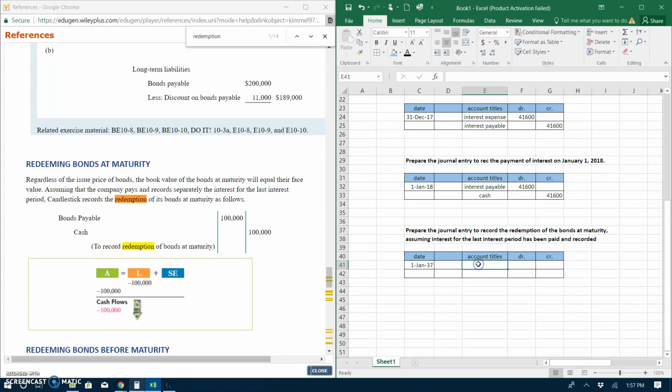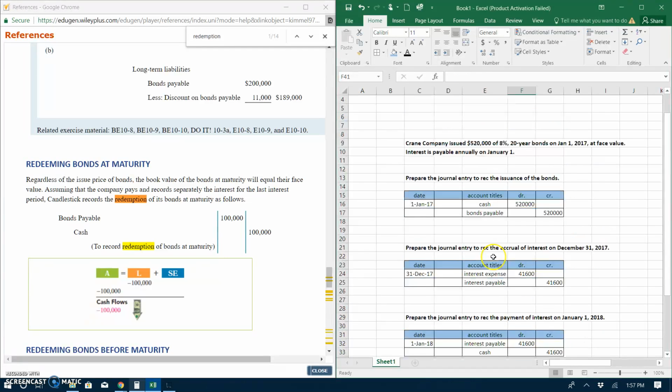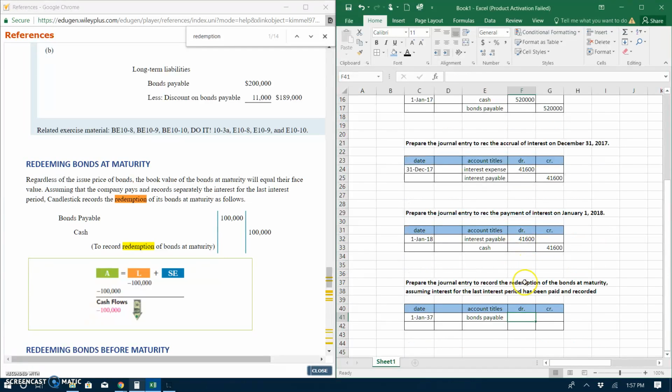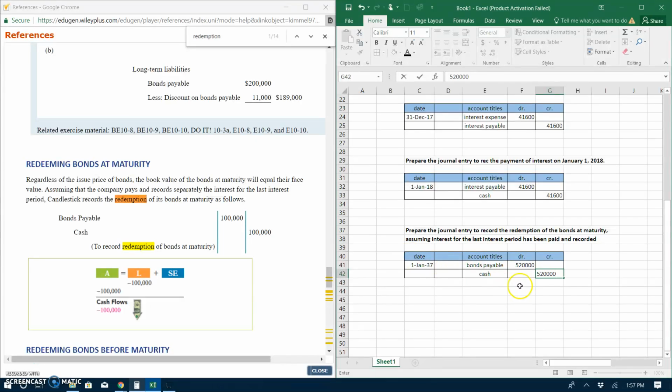So simple enough. Bonds payable is what we're going to debit for the full amount. Face value 520,000. And then in order to do that, we're going to credit our cash of 520,000 because we need to have it balanced on both sides. And yeah, that's pretty much it.